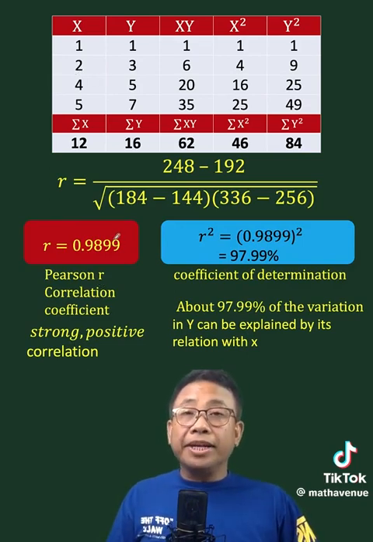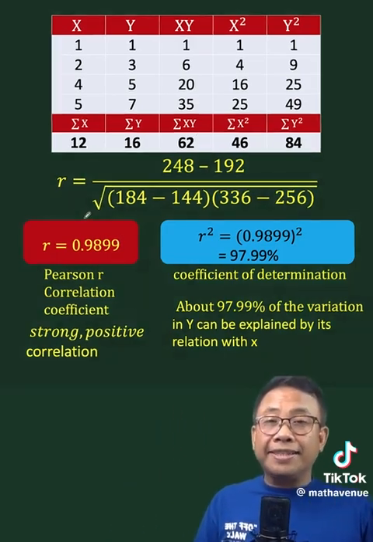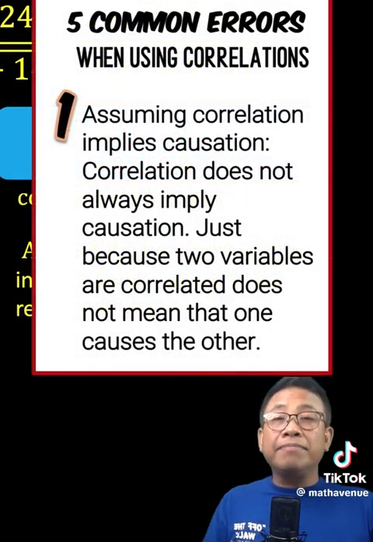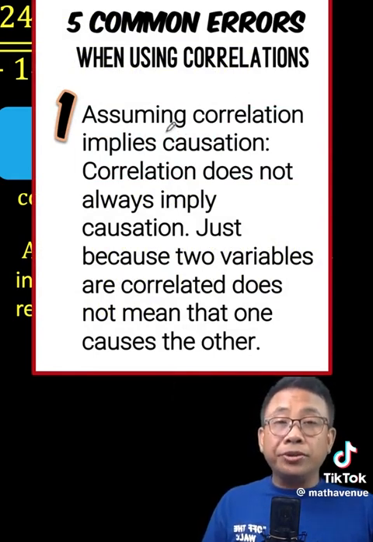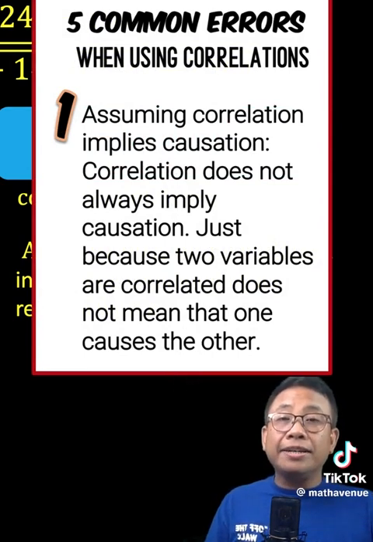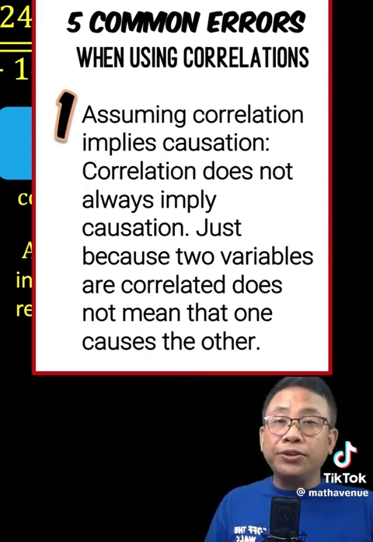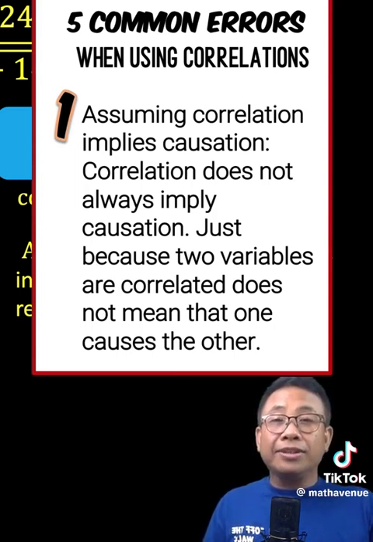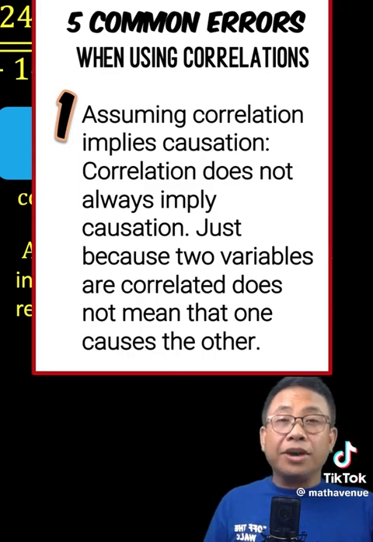Now, having computed our value for R, there are 5 things that I would like to emphasize here. And these are some of the misuses of correlation. The first common error is to assume that correlation implies causation. There is no cause and effect here. What the correlation measures is the degree of association between the two variables. So we cannot claim that the variable X is the cause why we observe the result in variable Y. There is no cause and effect here.